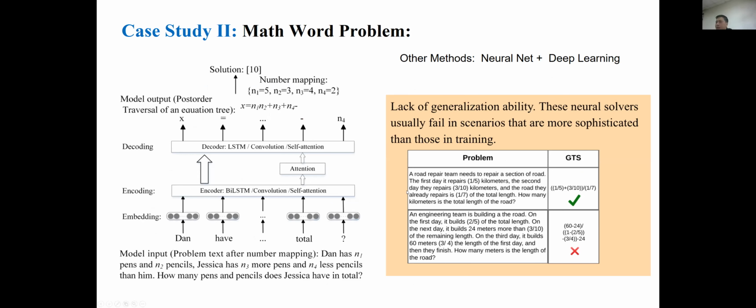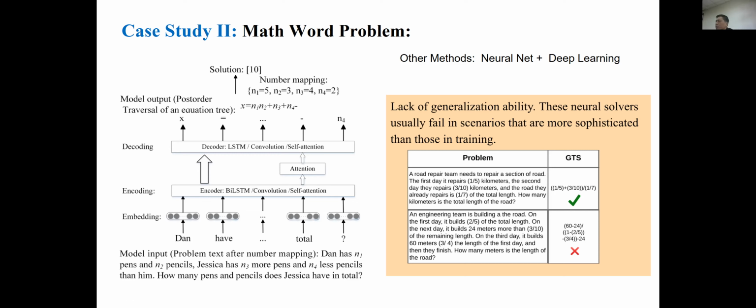So in the second example, we apply the same framework to math word problems. For example, this is a math word problem. Currently, there are many other methods, like neural networks plus deep learning, that construct embeddings, then encode and decode, and then try to solve this problem. The major problem, as people already noticed, is the lack of generalization capabilities.